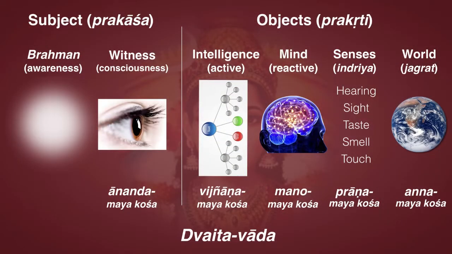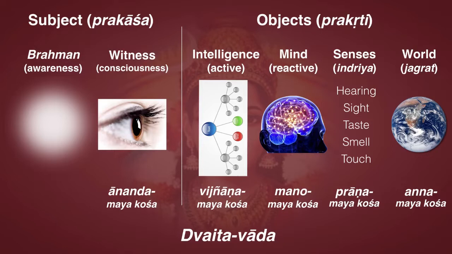This is the situation in the world. You have the subject, the self effulgent prakash, directly seen person. And then you have the objects, which are prakriti, nature. So the subject, the prime subject, is Brahman. Brahman is pure awareness. But then from Brahman comes the witness, which is consciousness. Consciousness is awareness with an object.